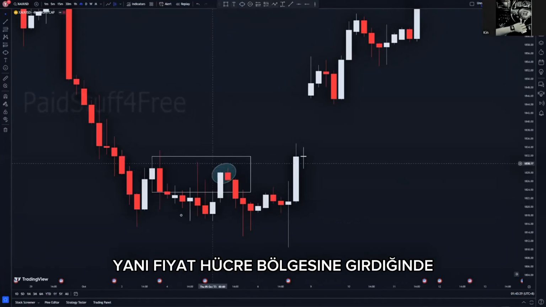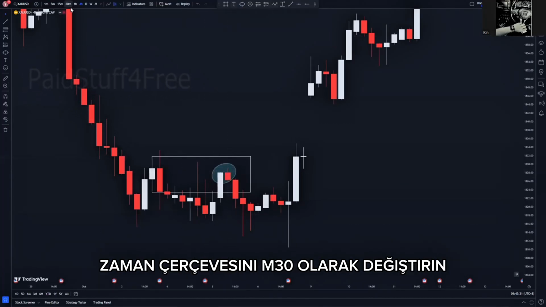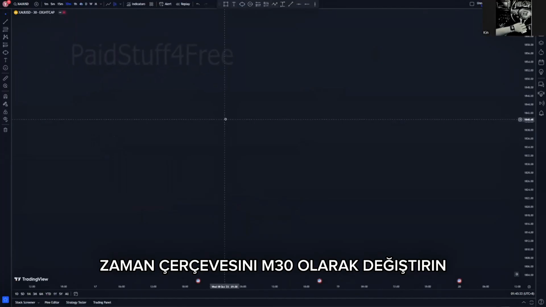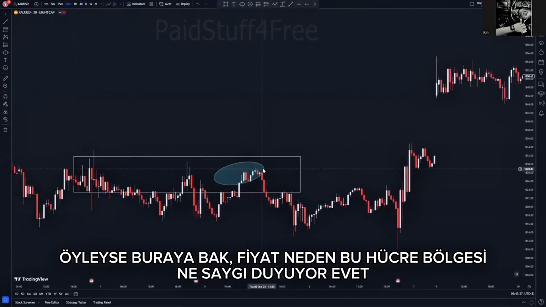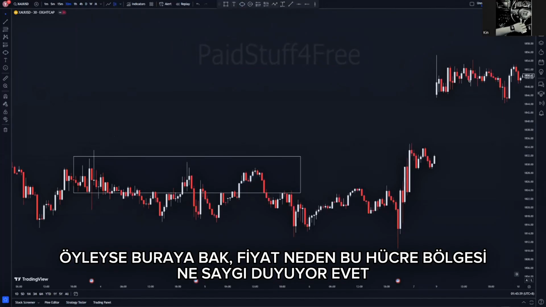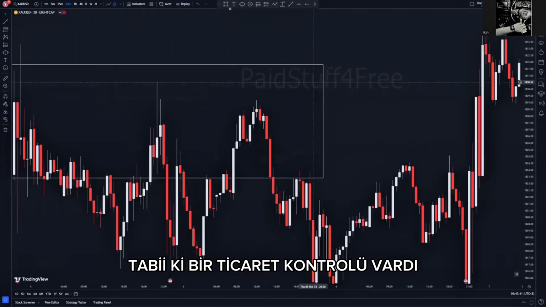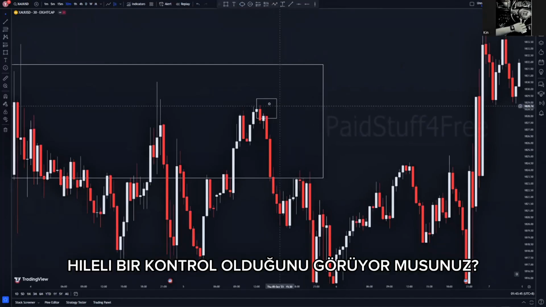So when the price gets into the sell zone, switch the time frame to M30 while looking at the current market price. So look over here. Why did the price respect this sell zone? Yeah, of course, there was a trade control. Do you guys see it? There was a trade control.